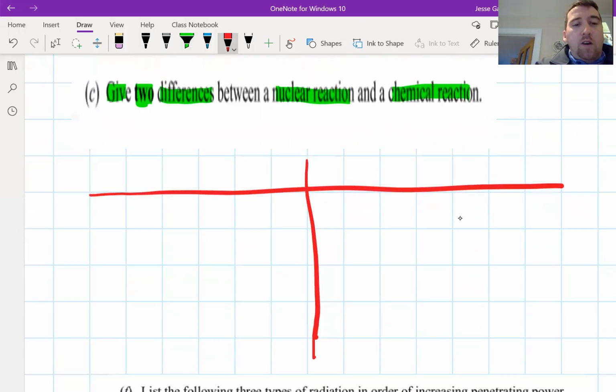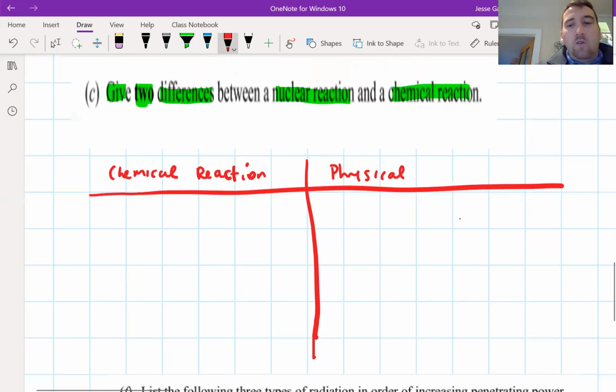So here we're going to put chemical reactions, and here we're going to put physical changes. No, not physical, sorry. Nuclear reactions. Sorry, I'm thinking of something from the junior side. Nuclear reactions. So we've got chemical reactions and nuclear reactions.